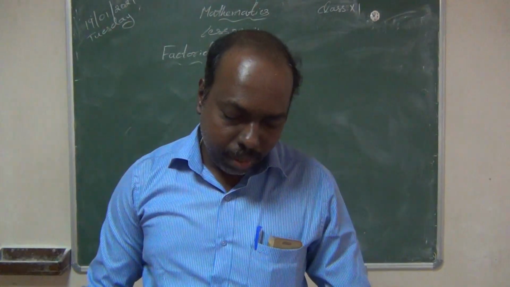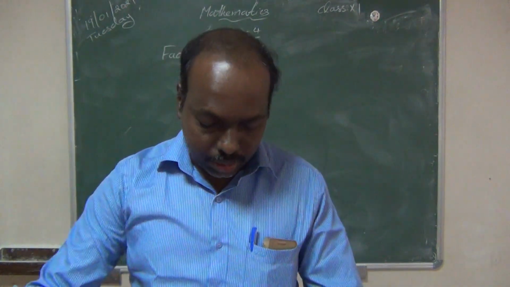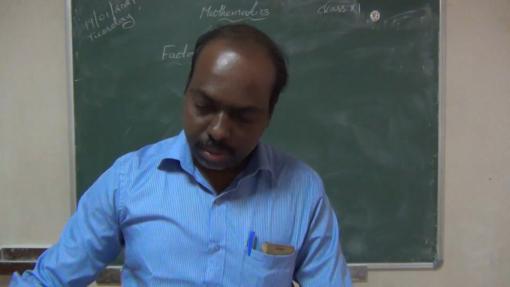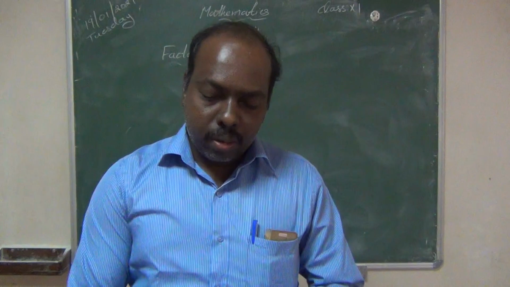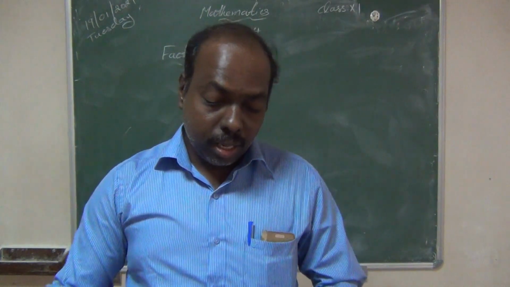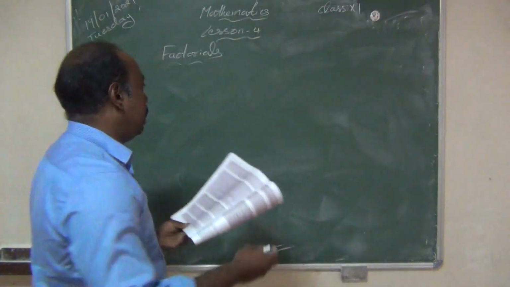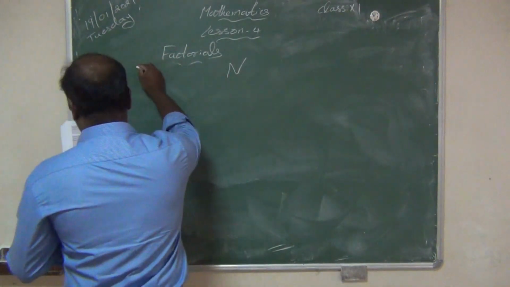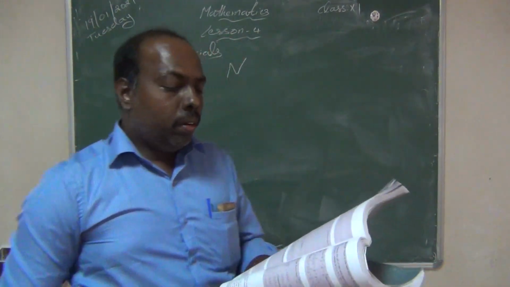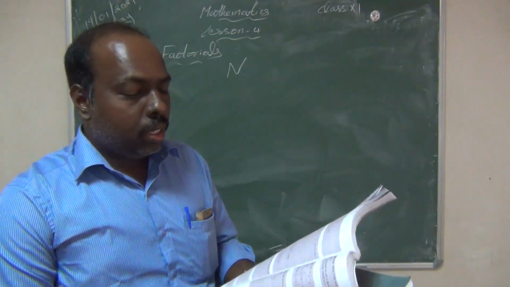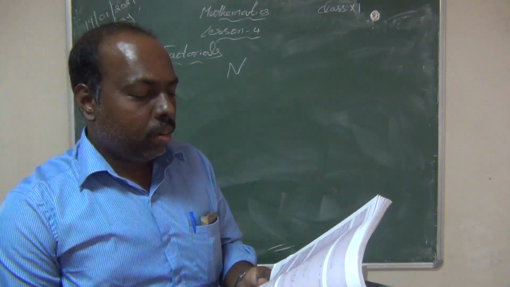Now example 4.19. I will read the question, note it. Take the textbook, that is page number 164, example 4.19. What is given? Let capital N denote the number of days. If the value of n factorial is equal to the total number of hours in n days, then find the value of n.